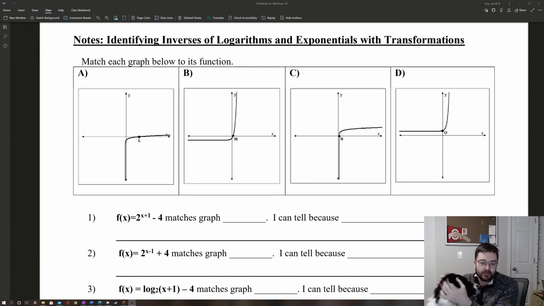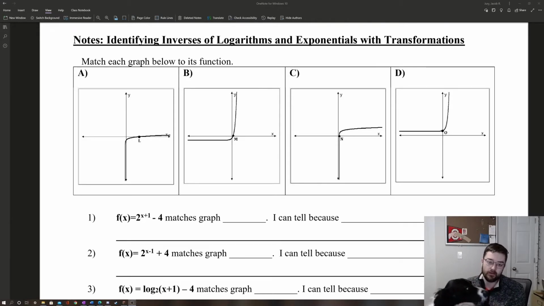Well, so we are starting notes on identifying inverses of logarithms and exponentials with transformations. This is a little bit of an extension of where we left off with just the anatomy of a logarithm and how we were graphing exponential functions as well. So we're going to do this video in sections where you're going to try some pieces. You're going to match these graphs and you'll make your little statement.